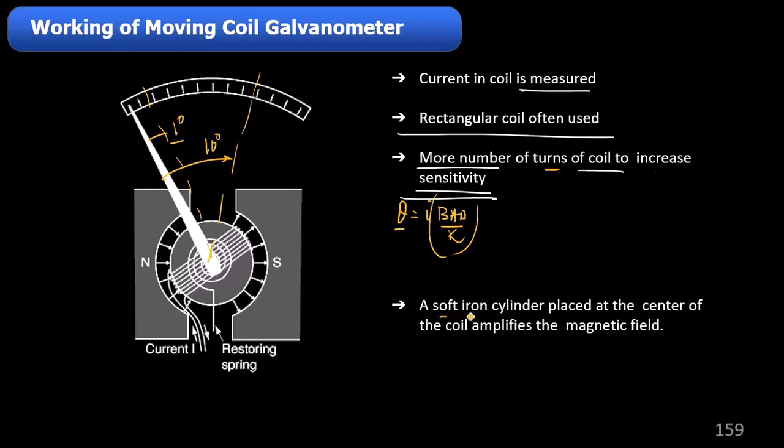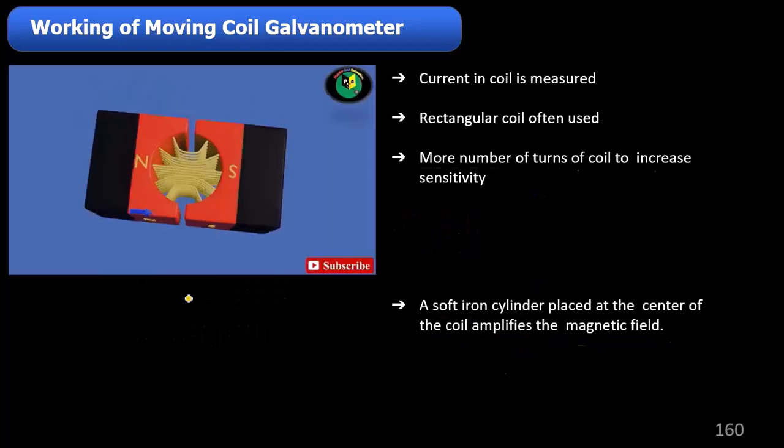A soft iron cylinder is placed at the center of the coil, which amplifies the magnetic field. Because the coil, that is the loop, has to be wound around the soft iron. What does soft iron do? Basically, the magnetic field inside can be increased. So soft iron can increase the magnetic field. I am increasing the magnetic field and the number of turns, so all in turn increase the theta angle.